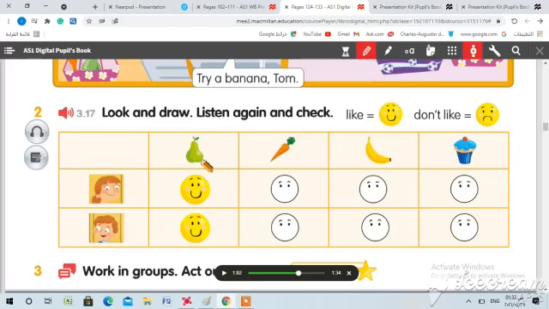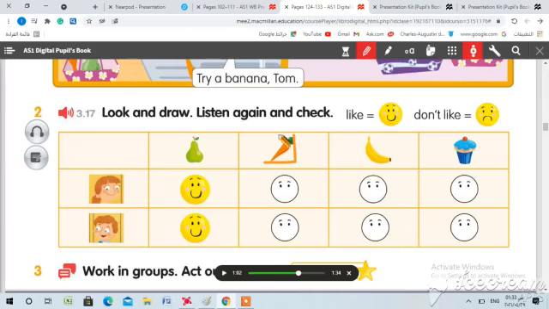Does she like pears? Look, yes. So we have to draw a happy face, because she says, I like pears. What about Tom? Tom likes pears too. So we have to draw a happy face. And it's done.